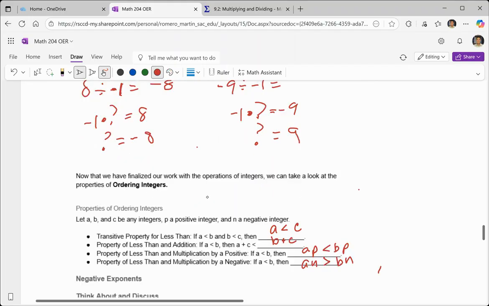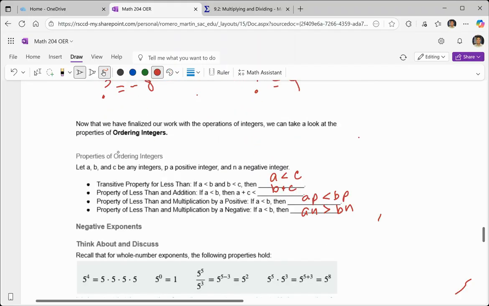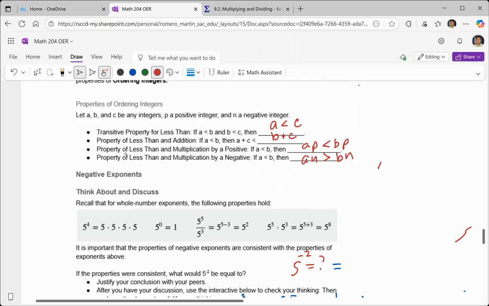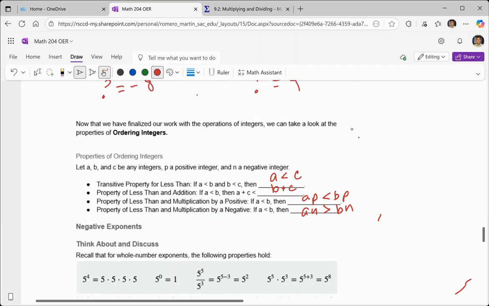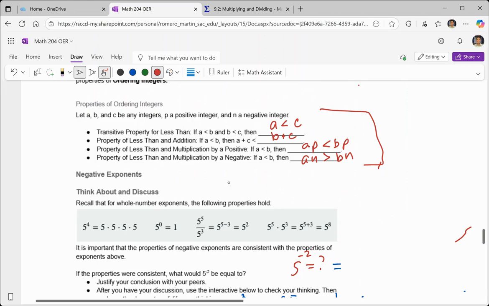Okay. A rule about ordering properties now that we've gone through the operations, just some things to think about. Again, this connects to algebra. Hopefully you're starting to see a pattern, that a lot of our work connects to algebra. That's why it's so foundational to understand. If A is less than B, and these are integers, positive or negative, and B is less than C, then A is less than C. So you can see these rules here.